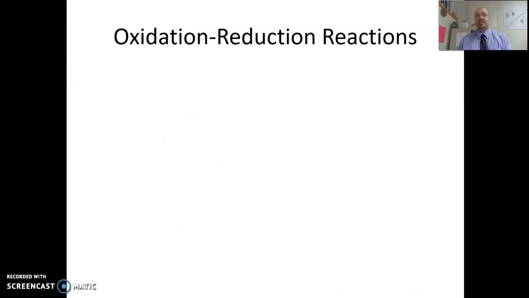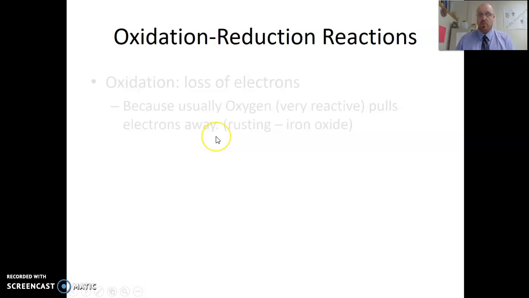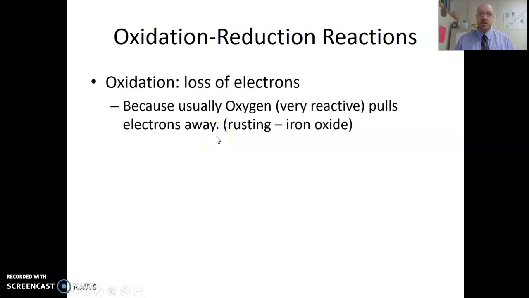The last thing we'll talk about today is oxidation and reduction reactions. Remember, oxidation is all about the loss of electrons. And the reason we call it oxidation is because oxygen, right, is very reactive and it pulls electrons away from the rusting iron. So iron rusting into iron oxide is kind of where they first really did a lot of the research and they came up with these terms. So oxidation pulls electrons away.